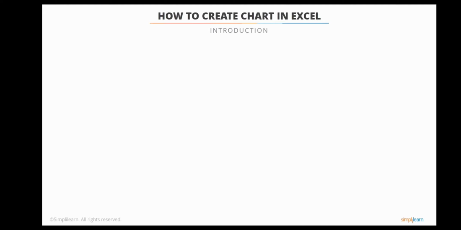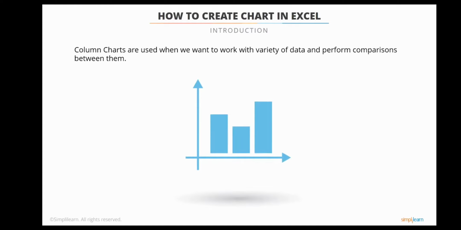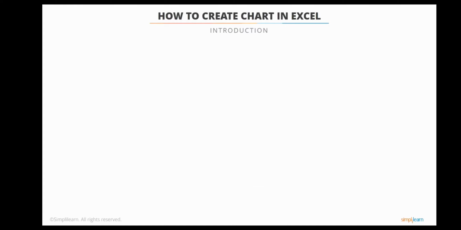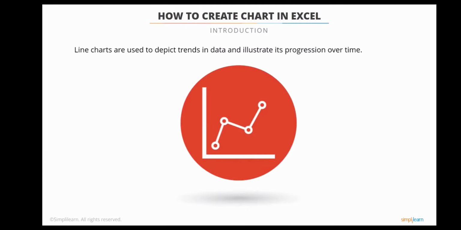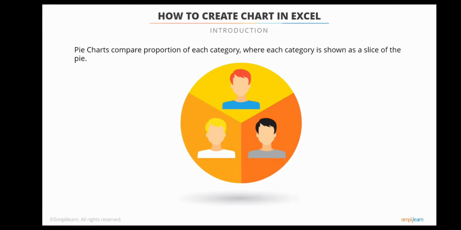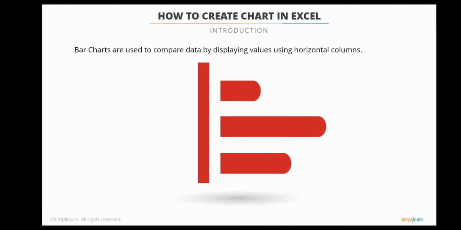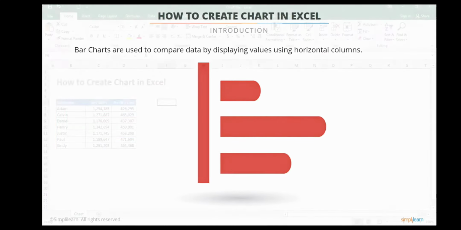We can choose the chart type that best fits our data. Column charts are used when we want to work with a variety of data and perform comparisons between them. Line charts are used to depict trends in data and illustrate its progression over time. Pie charts compare the proportion of each category, where each category is shown as a slice of the pie. Bar charts are used to compare data by displaying values using horizontal columns.